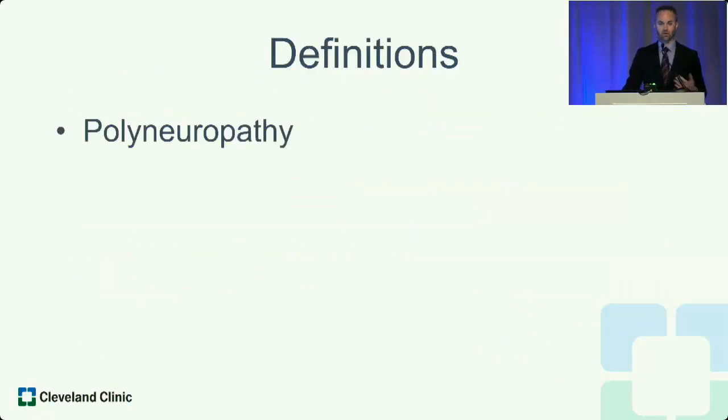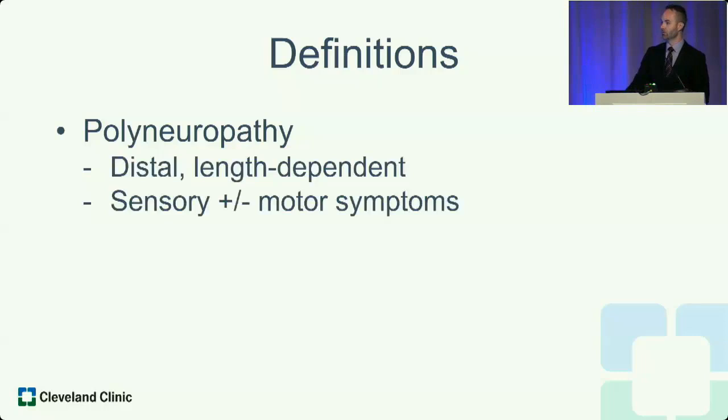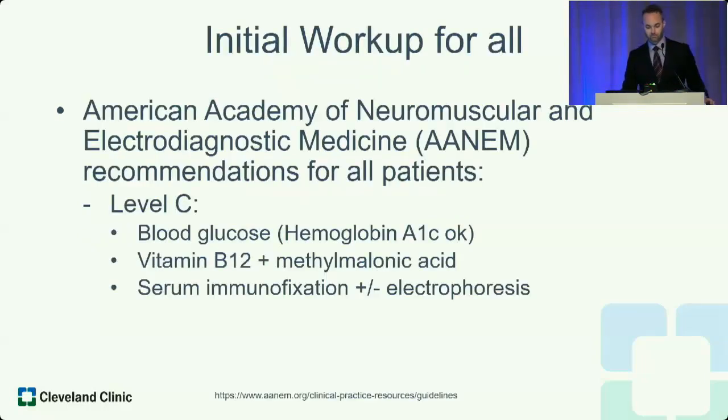And so when we talk about polyneuropathy, I think it's important to at least have a general understanding of what I'm referring to, okay? Because when we talk about the peripheral nervous system, what we're talking about is predominantly a distal and length-dependent process when we talk about polyneuropathy. We're not talking about plexus disorders or root disorders or things like that. They typically will have sensory and or motor symptoms, sensory obviously being much more common, but they can be both. It tends to be symmetrical.